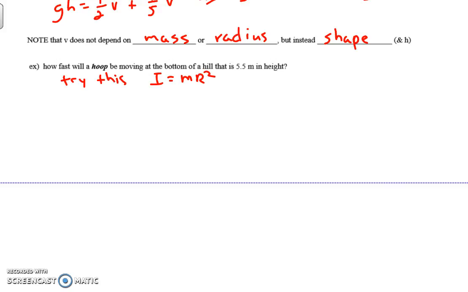You can plug in numbers, but if you go through the process again, you should find that the speed at the bottom is radical gh. That's noticeably less than for a sphere or for something sliding, because a hoop is the shape that generally has the greatest rotational inertia when we're talking about rolling. So that's just a review or an introduction to rotational kinetic energy. Everything else in terms of conservation of energy holds. We just now have to be aware that something rotating has rotational kinetic energy.